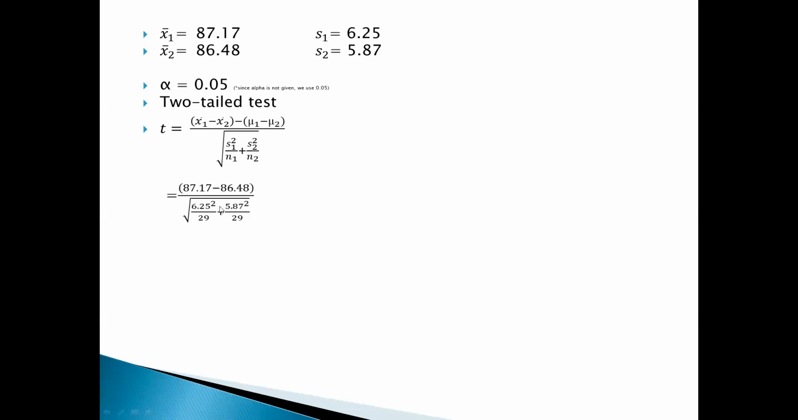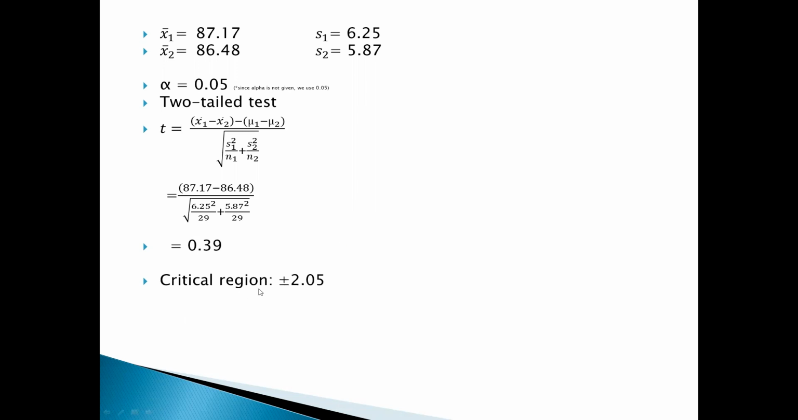So we plug in the details. 87.17 is for x sub 1, meaning the sample mean of University A, minus the sample mean of University B, which is 86.48, divided by the square root of S1, the sample standard deviation of University A, which is 6.25 squared, divided by the sample size, which is 29, plus 5.87, the sample standard deviation of University B, squared, divided by 29, which is the sample size. And this gives us the t-test value of 0.39.